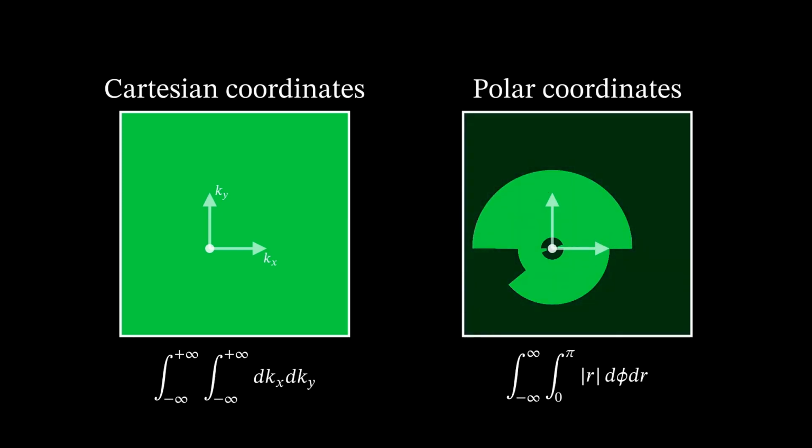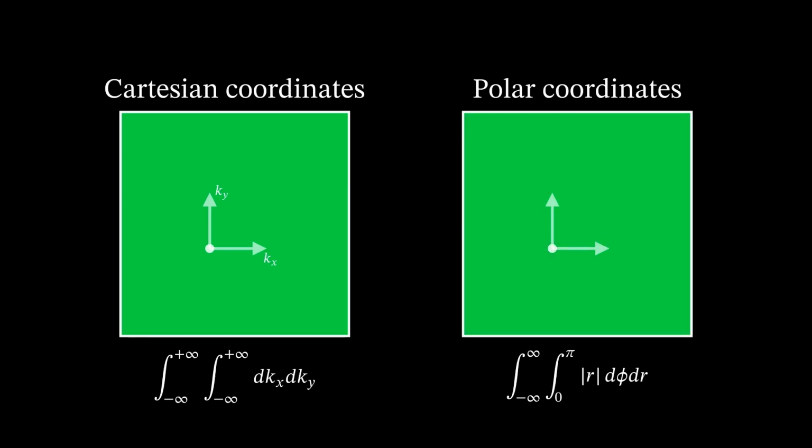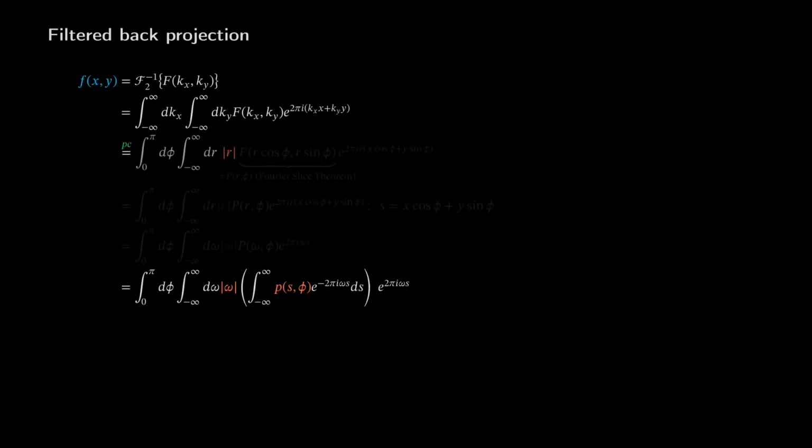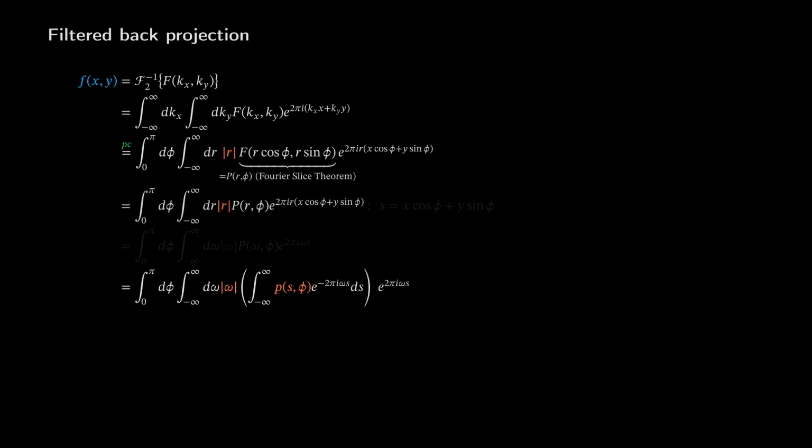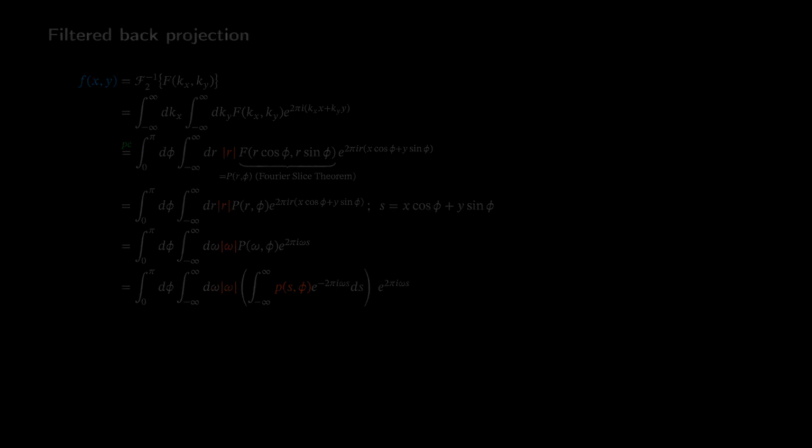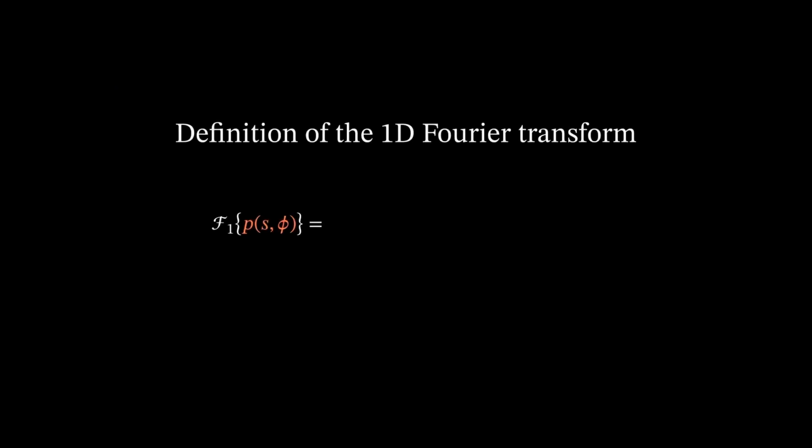And spoiler alert, this modulus r will later become our modulus omega. Now we apply the Fourier-Slice theorem, which will be explained in 2 minutes. When we now remember the radon transform, we can substitute a part of the expression by s. For the last step, we use the definition of the one-dimensional Fourier transform of the detector function small p.